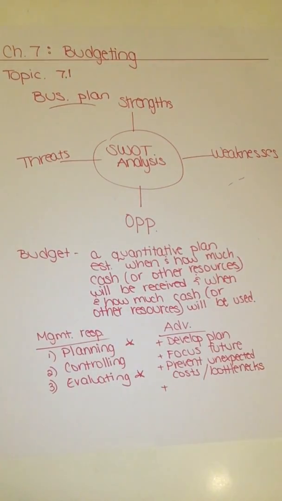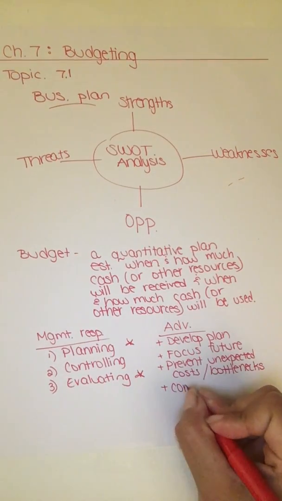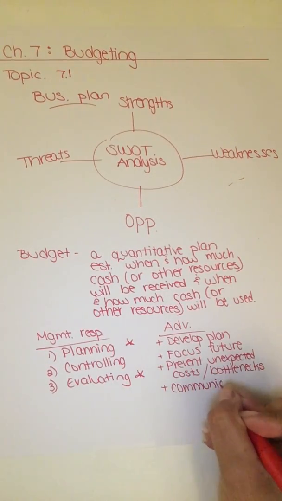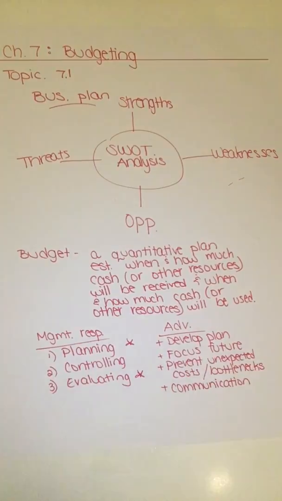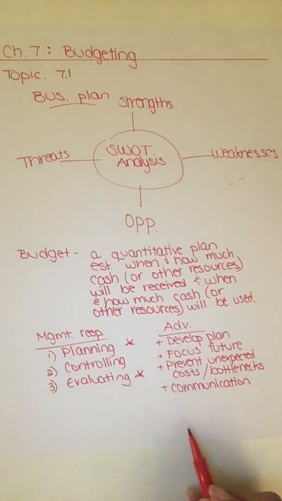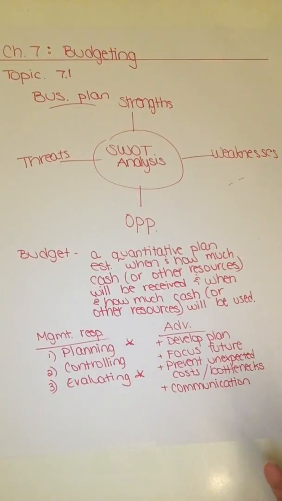And most books or managers will cite as the main advantage the fact that it promotes communication and goal alignment between the departments. So this budget allows us to state what our monetary plan is, what our goal is. And then once we have that, everyone knows it because we've published it and we all try to work together to achieve that goal. All right.